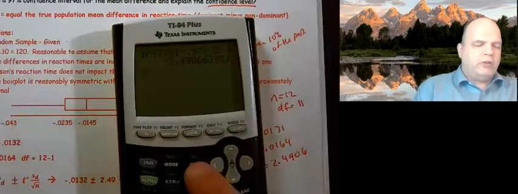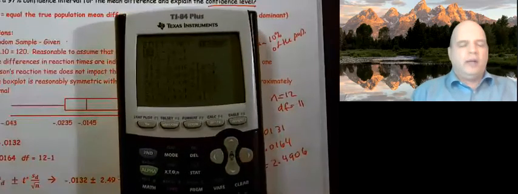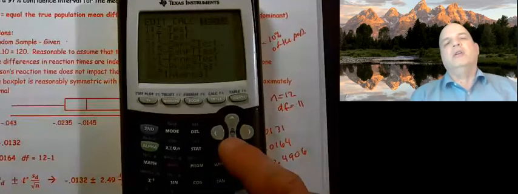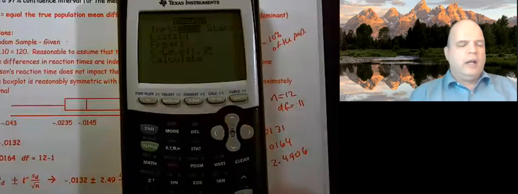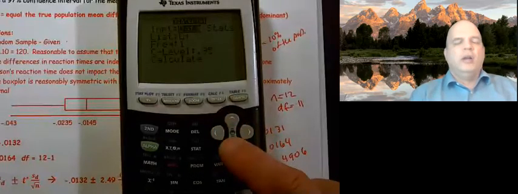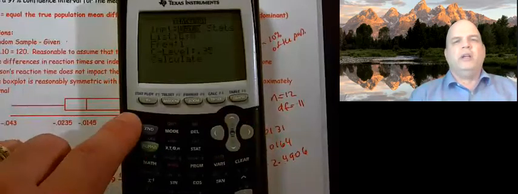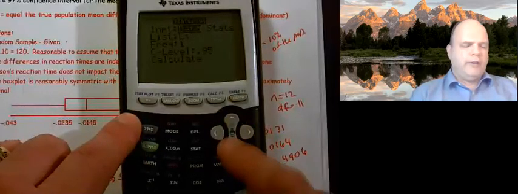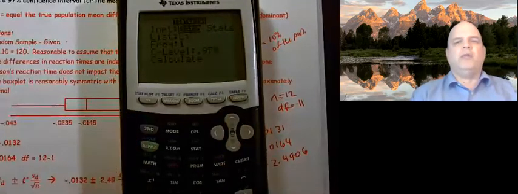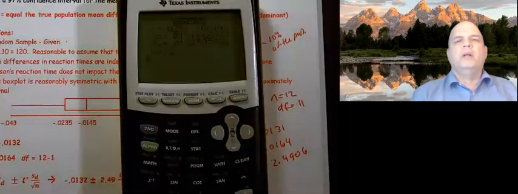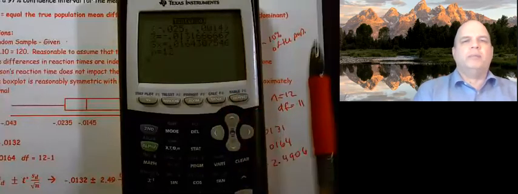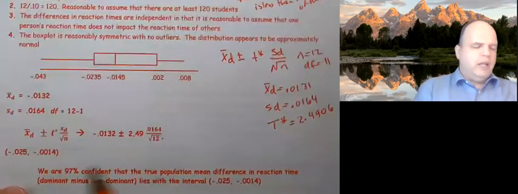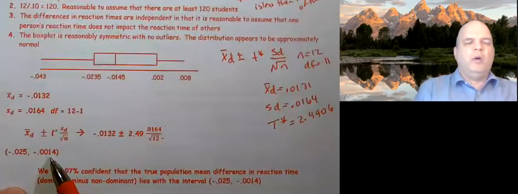Now, stat, test. If I scroll all the way down to number 8, I get a T interval. I need to make sure data is highlighted. My data is stored in L3, so second 3. And I need to change my confidence level to 0.97 because they wanted a 97% confidence level. And there's my interval: negative 0.025 and negative 0.0014.